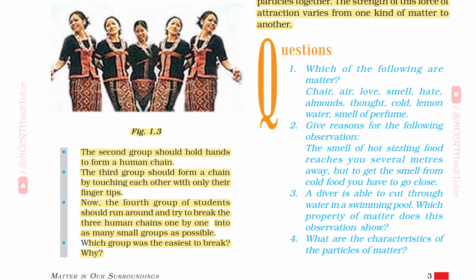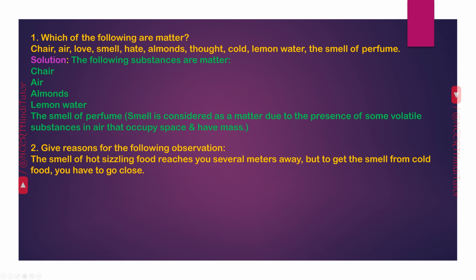Questions. Question 1. Which of the following are matter? Chair, air, love, smell, hate, almonds, thought, cold, lemon water, smell of perfume. Answer. The following substances are matter: chair, air, almonds, lemon water. The smell of perfume. Smell is considered as a matter due to the presence of small volatile substances in air that occupy space and have mass.